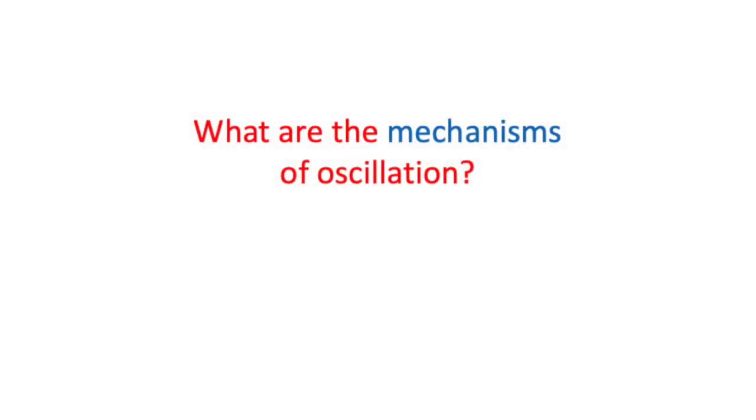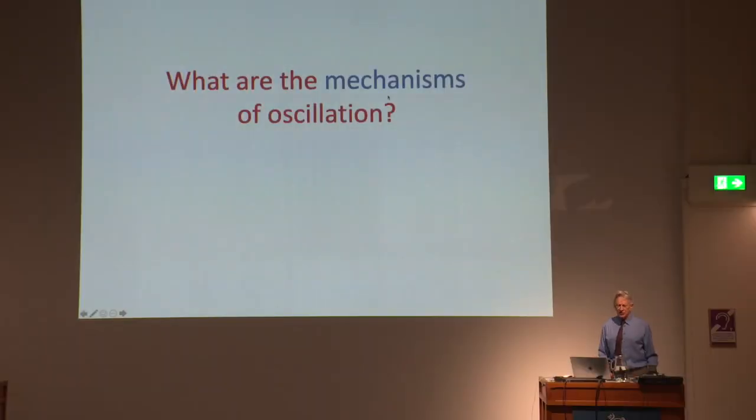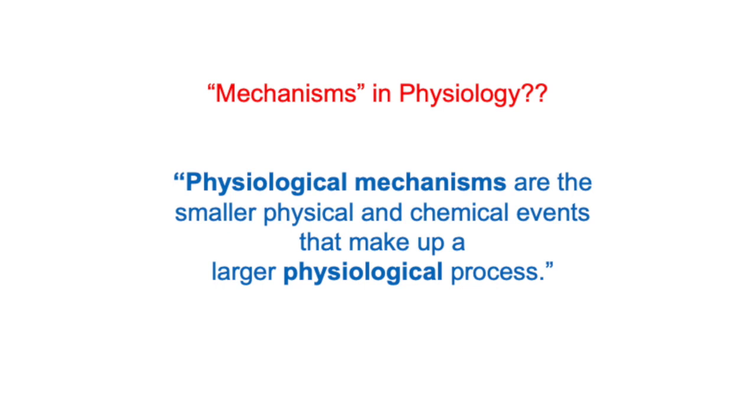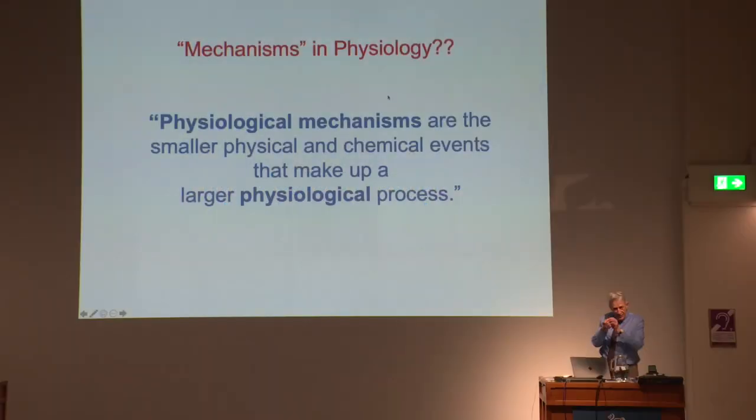Next question, what are the mechanisms of oscillation? So, what are the mechanisms of anything in physiology? It's a funny question, because in physiology, there's already a view of what is a mechanism. Mechanisms in physiology, according to this view, are the tiny little proteins and the genes and the components of the genes and the subcomponents of the genes. That's the smallest physical and chemical elements of a process.